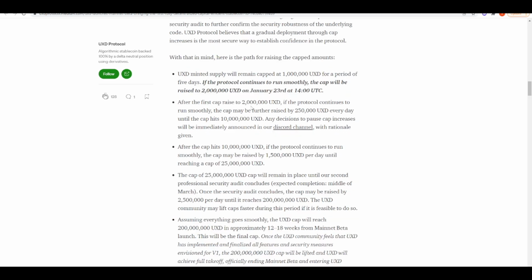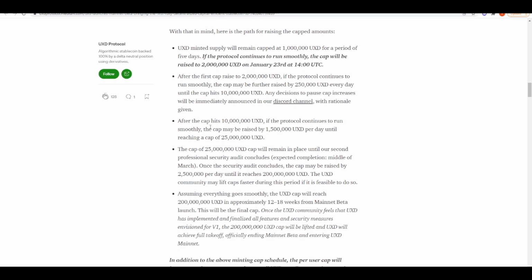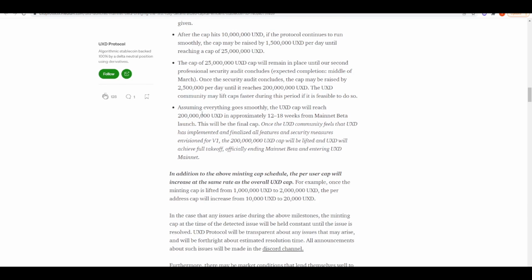After the first cap raise to 2 million UXD, if the protocol continues to run smoothly, the cap may be further raised by 250,000 UXD every day until the cap hits 10 million UXD. Then after the cap hits 10 million UXD, if the protocol continues to run smoothly, the cap may be raised by 1.5 million UXD per day until reaching a cap of 25 million. So assuming everything goes smoothly, the UXD cap will reach 200 million in approximately 12 to 18 weeks from the mainnet beta launch. That's quite interesting.